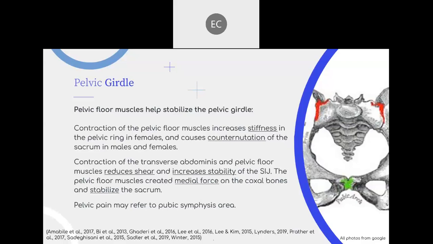Pelvic floor muscles also help stabilize the pelvic girdle. So contraction of the pelvic floor muscles increases stiffness in the pelvic ring in females and causes counternutation of the sacrum in both sexes. And then contraction of the transverse abdominis and pelvic floor muscles reduces shear and increases stability of the SI joint. And the pelvic floor muscles create a medial force on the coxal bones and help stabilize the sacrum. And some pelvic pain may actually refer to the pubic symphysis area.